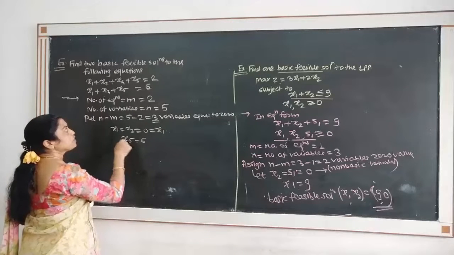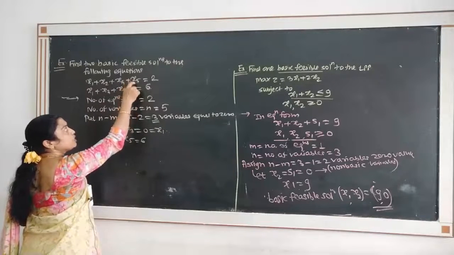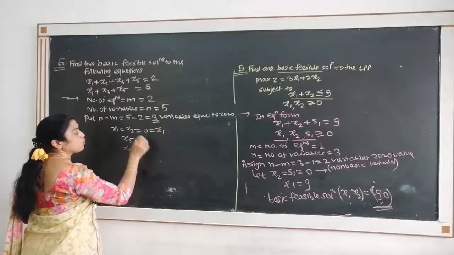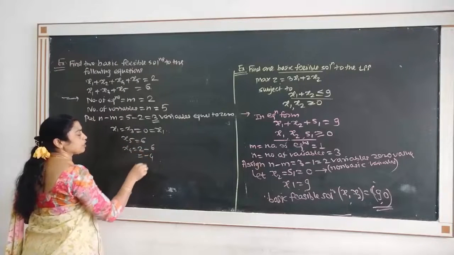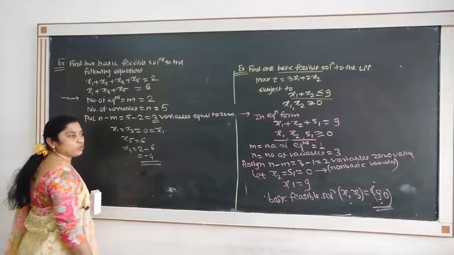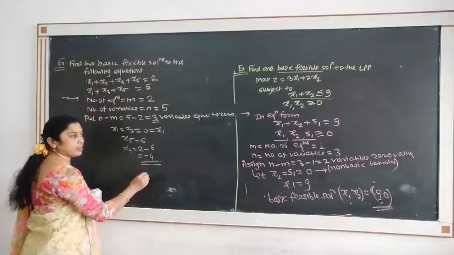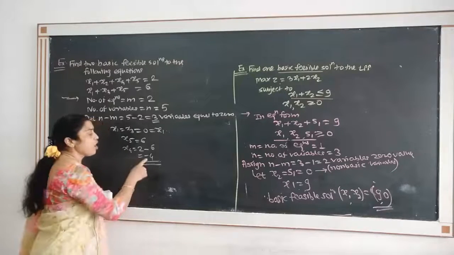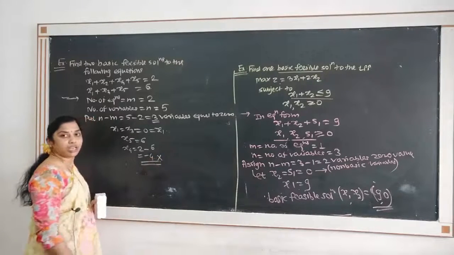I get x5 is equal to 6. And if you put here x5 is equal to 6, we will get x4 is equal to 2 minus x5, that is minus 4. So we get a negative solution which is not allowed, and therefore while finding a feasible solution, be careful that we don't require negative values.